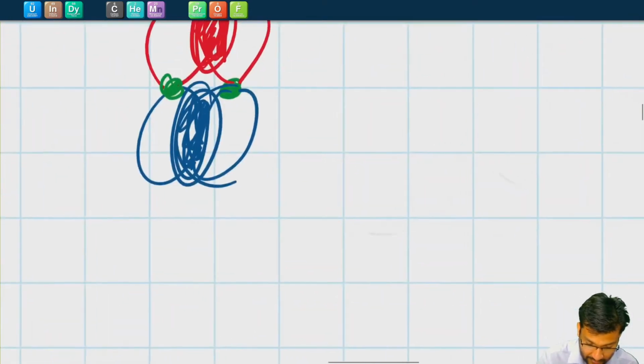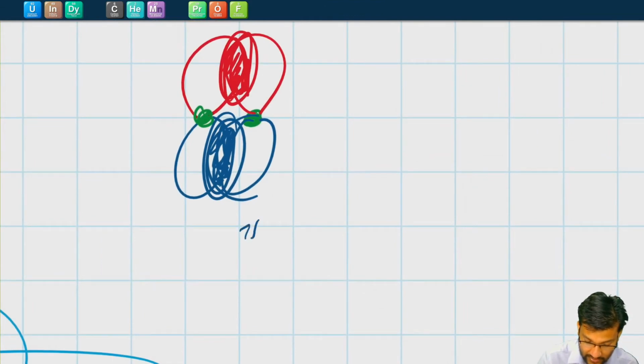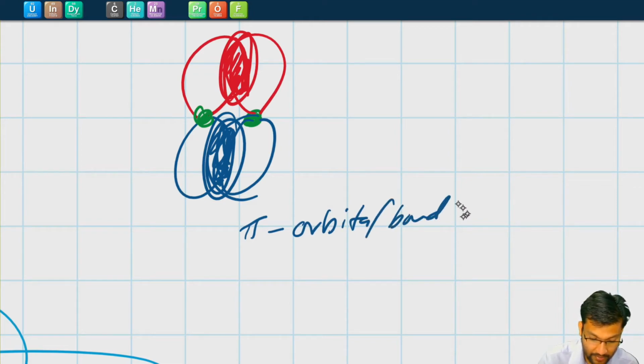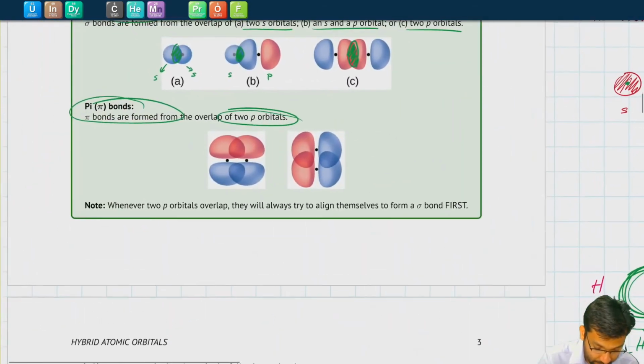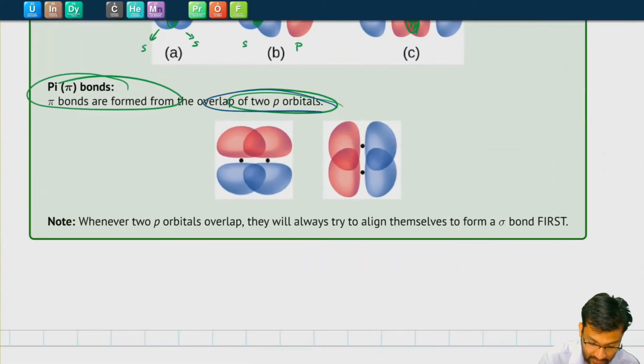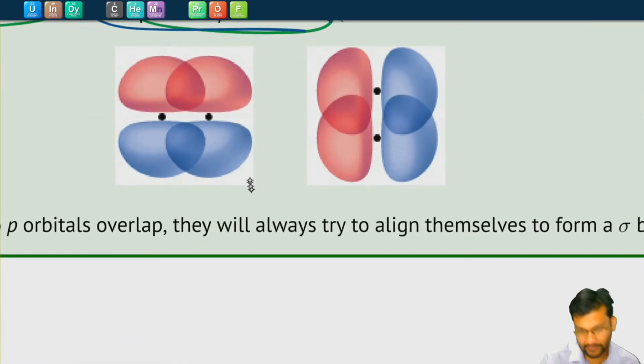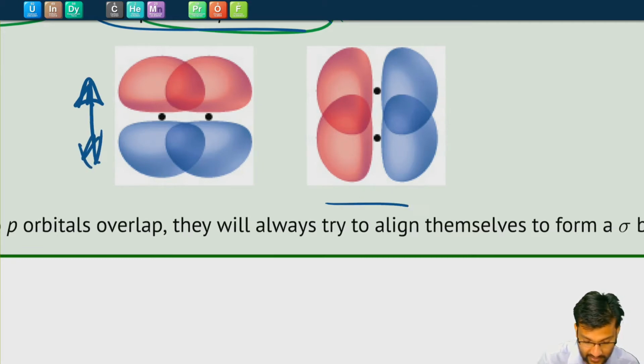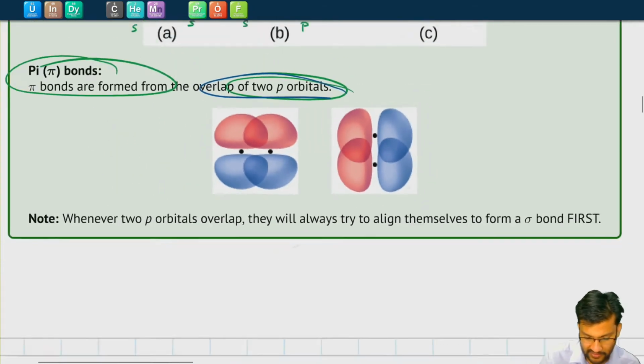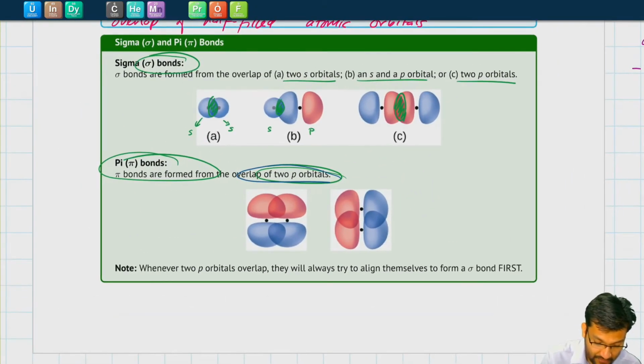So we're not going to call it p though, we're going to use the Greek letter for p, which is pi. We're going to call it a pi orbital, or rather, in this case, a pi bond, because it's between the two atoms, right? So pi bonds are formed when you overlap two p orbitals. And there are going to be two situations where that can happen. They're aligned along this axis, or they're aligned in and out of the page, which is also difficult to draw. So sigma bonds are formed when two s, an s and a p, or two p orbitals overlap. Pi bonds are formed when two p orbitals overlap.